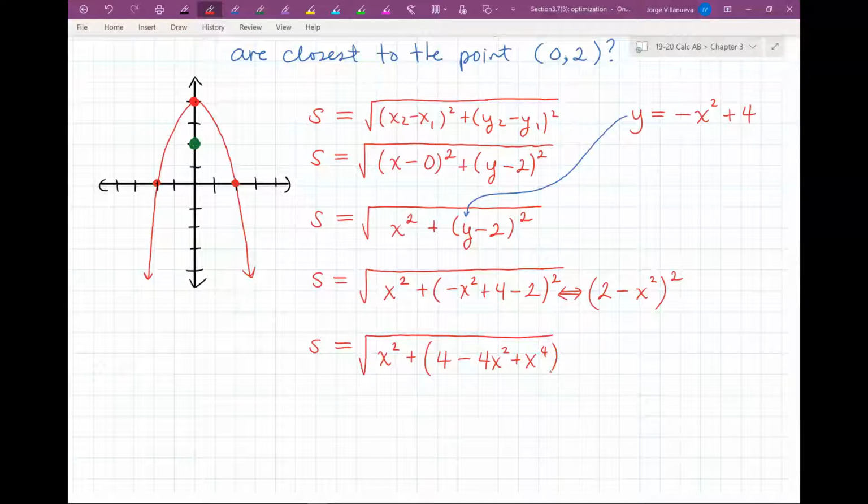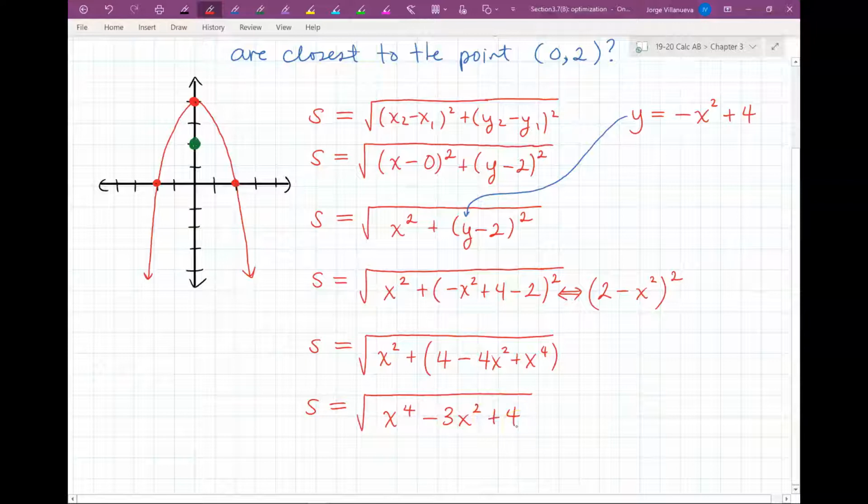Okay, so when I figure that out, that's what I get. So let me just simplify that a little bit more, and then we'll move on. So we have x to the 4th, and then x squared minus 4x squared, that's negative 3x squared, and then a 4. So I'll stop right here. Are we good? Notice I haven't done any calculus, okay? I know I say that a lot, but I just want you guys to understand that we haven't done anything calculus related yet. Okay, we're about to, but we haven't done anything calculus related yet.